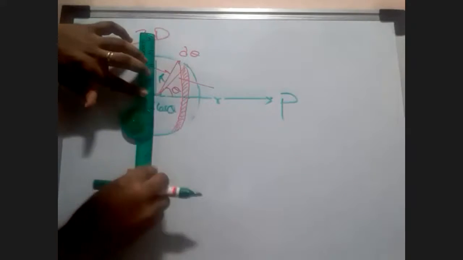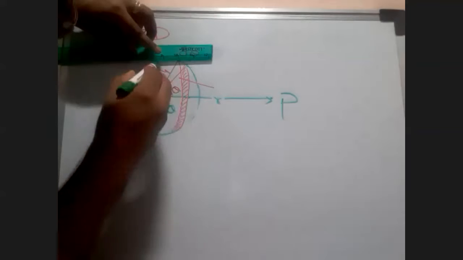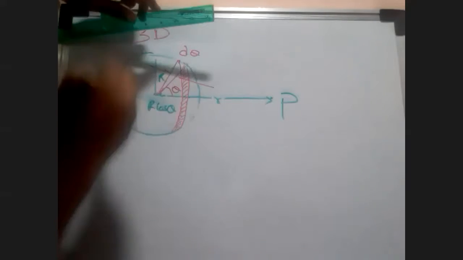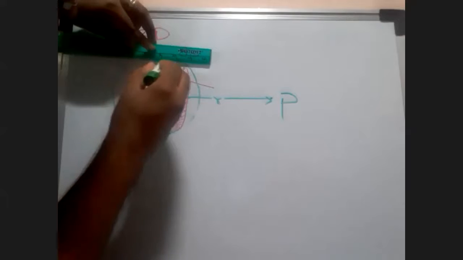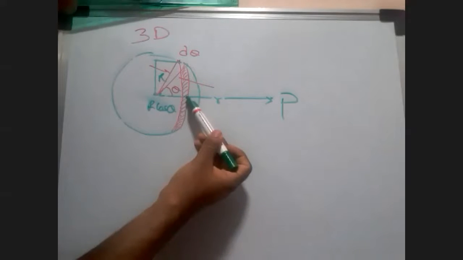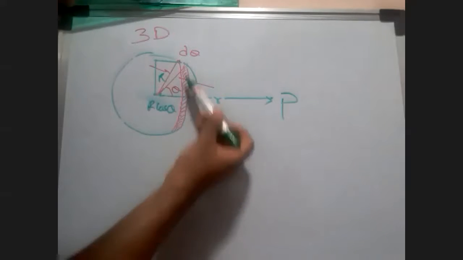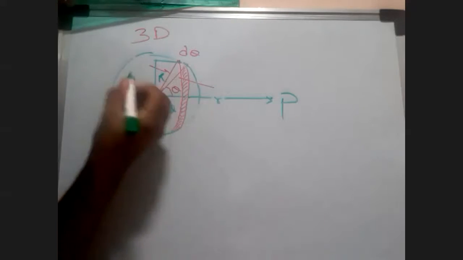Exactly. Look at this. This R sin theta is not the entire radius of the sphere. It's a component. It's going to cover only the radius from the center of this ring to the circumference of this ring. So this is going to be R sin theta.